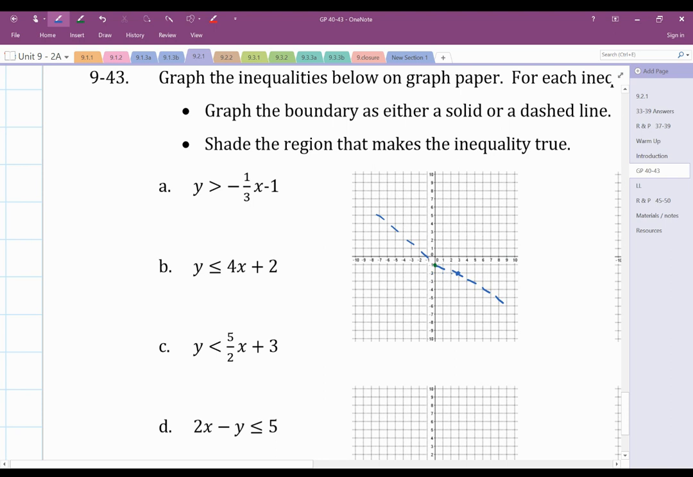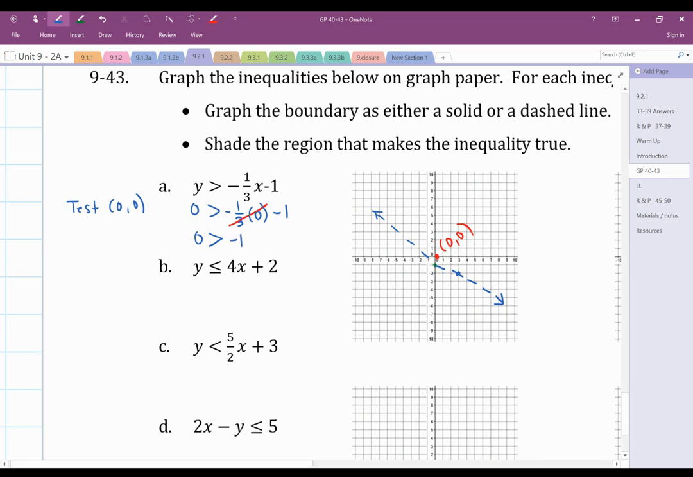Okay, now we will test a point. The best point that we can test is actually 0, 0. Where is 0, 0? Above or below? On the left or on the right? Okay, so our 0, 0 is here. It's on the right side or above. So we will test 0, 0 in our inequality. So 0 is less than negative 1/3 times 0 minus 1. So 0 is less than, we can cancel negative 1/3 times 0. So that's negative 1.